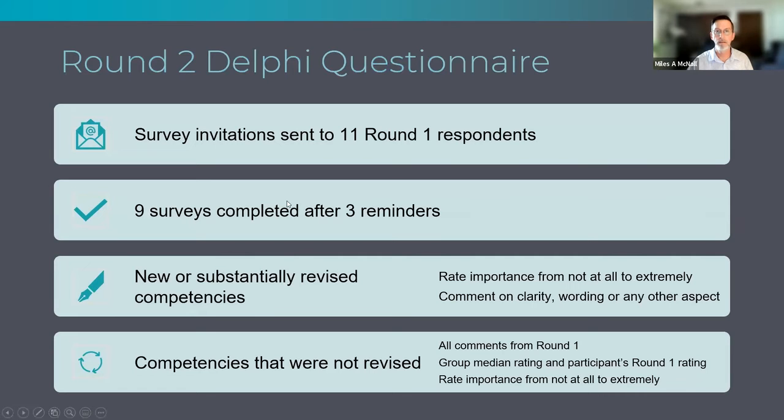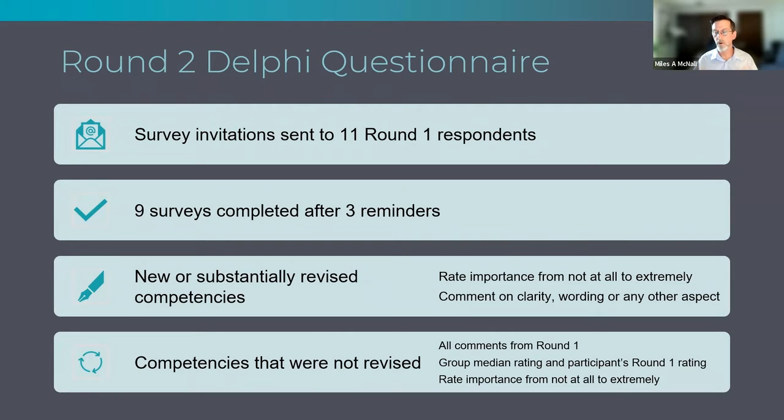So in the round 2 questionnaire, we sent surveys to our 11 round 1 respondents. Unfortunately, only 9 completed after 3 reminders. We missed 2. So if a competency in the round 2 questionnaire was new or substantially revised, we asked respondents to rate the importance from not at all to extremely important. And also, as they had in round 1, comment on the clarity, the wording, or any other aspect of the competency.